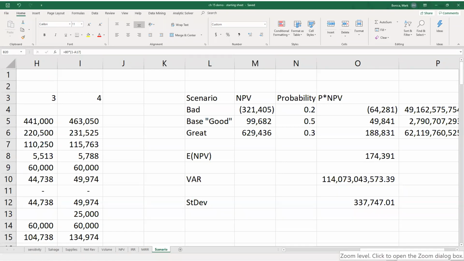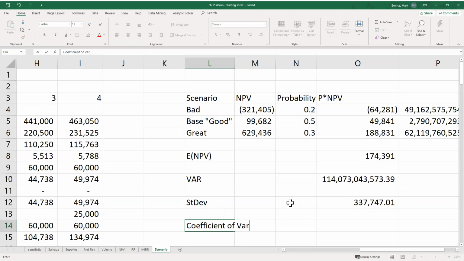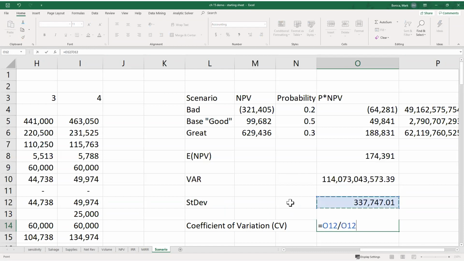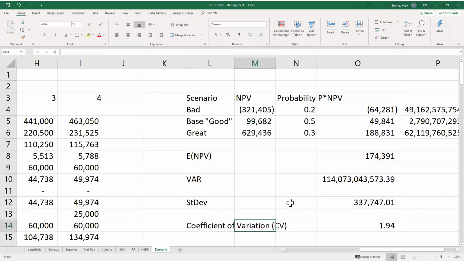All right. So the next thing I want to show you and talk a little bit about is project risk adjustment. So, sorry, one more thing. Then we also might want to still consider the coefficient of variation, or CV. We've done this already. So the CV is just you divide your risk by your expected return. And so the coefficient of variation for this project is 1.94.